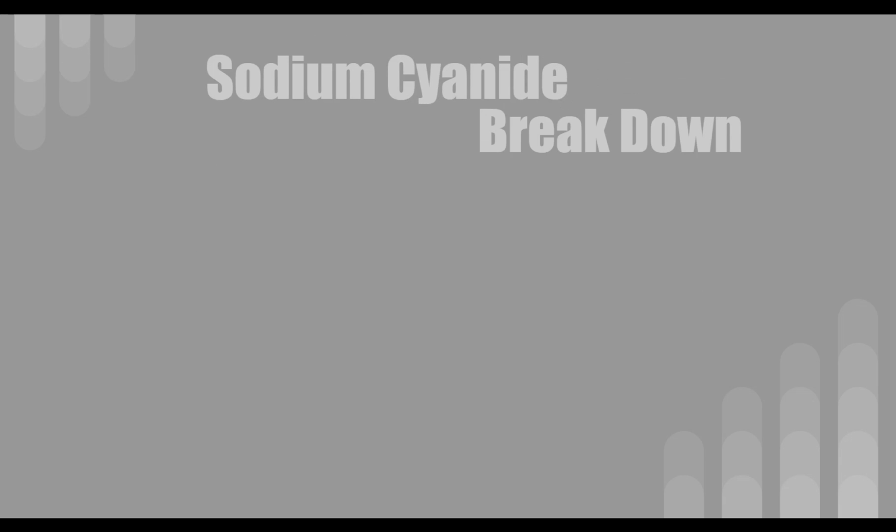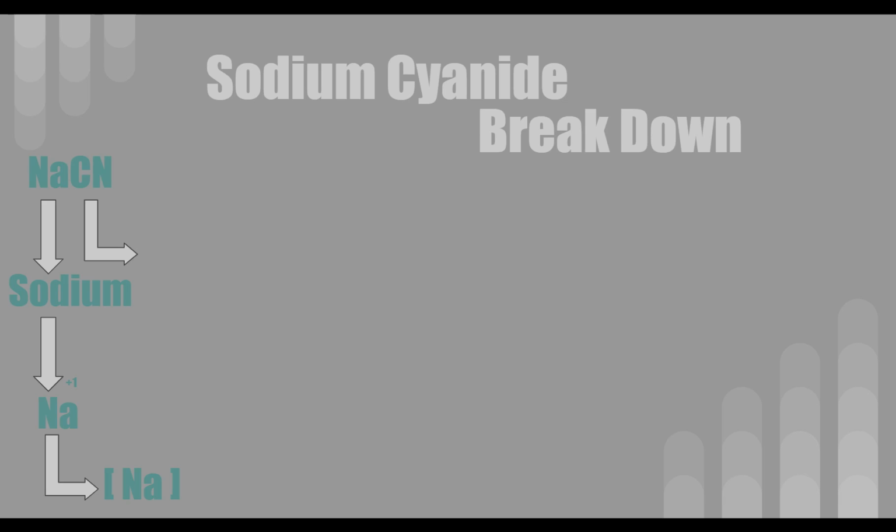Sodium cyanide breakdown. The formula for sodium cyanide is NaCN. Na is known as sodium. Sodium has a positive +1 charge. Then you put brackets around sodium because it is not sharing any electrons with CN. Now let's move on to CN.